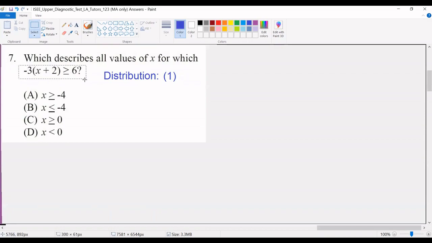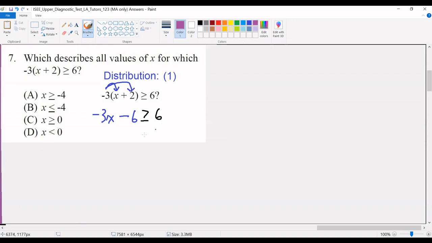I'm going to grab this question, and it says in number 7, which describes all values of x for which -3(x + 2) is greater than or equal to 6. So here I'm going to use distribution. I distribute the -3 to everything inside. So I now have -3x - 6 is greater than or equal to +6.